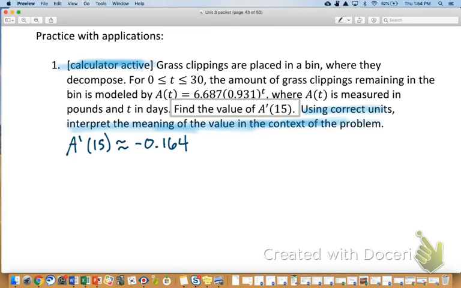Oh yeah, Matthew, you've got the TI-83, so the syntax is a little bit different. What you've got to do is enter the function first, 6.687 times 0.931 to the t. Then go comma, x. You're basically telling it to do d/dx, that's what that means. Comma 15. You're saying do the derivative with respect to x of that thing, and then plug in a 15.